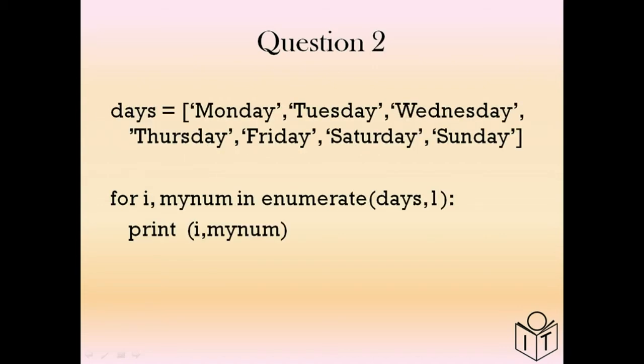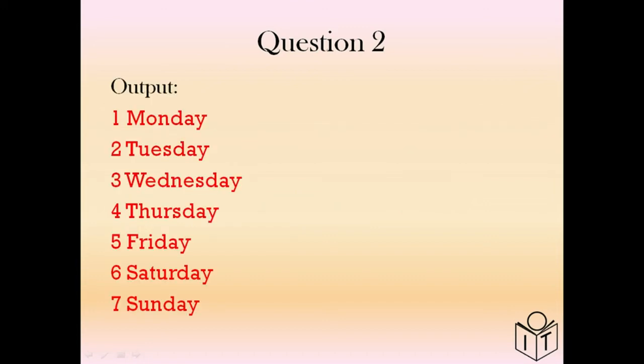Question 2, we had the days of the week, and in this example we use enumerate. So we have the list name, days, and then we start at 1. So this will print i, which will be 1 to 7, and my number is the variable that goes through the list. So that will print the day of the week. So that's the output. It starts 1 Monday, 2 Tuesday, up to 7 Sunday.